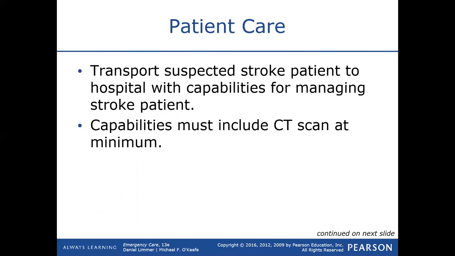Transport suspected stroke patients to the hospital with capabilities for managing stroke patients. So WCA is a stroke center. Most of us in the county are going to transport to UPMC Chautauqua, and they're going to decide if the patient needs to go somewhere else from there.